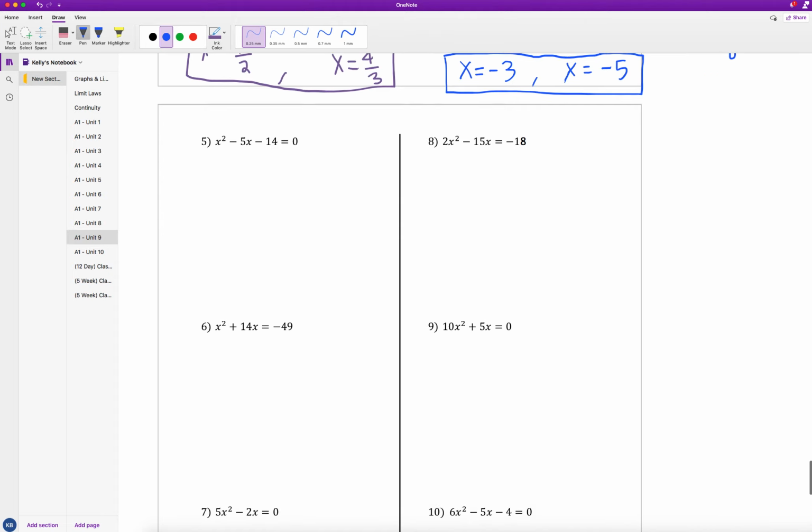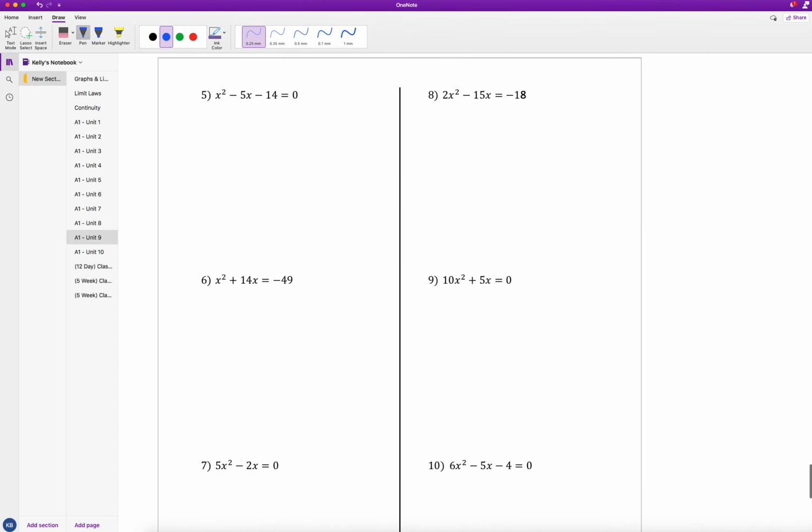Okay, let's look at example 5. So we have x squared minus 5x minus 14 equals 0. So I'm going to keep our list over here of the two things that need to be true. We need to be set equal to 0, and the second thing is we need to be in factored form before we can apply the zero product property. So in example 5, we're definitely set equal to 0.